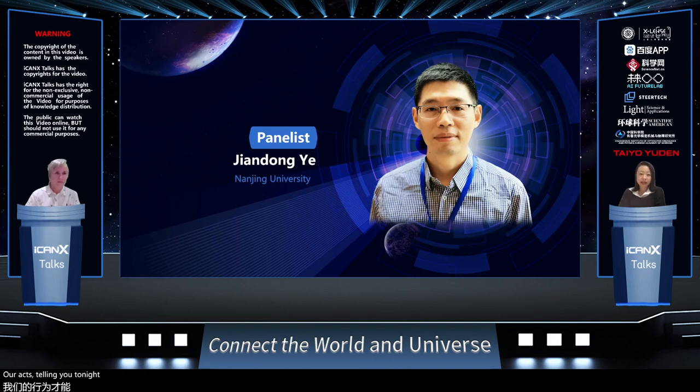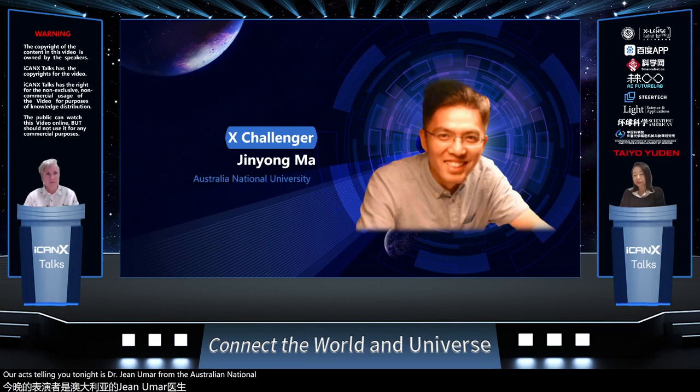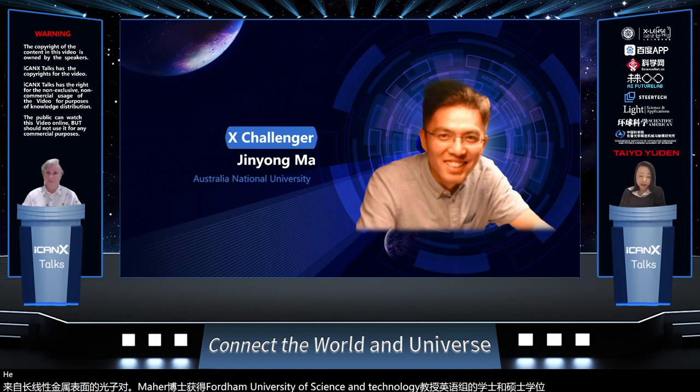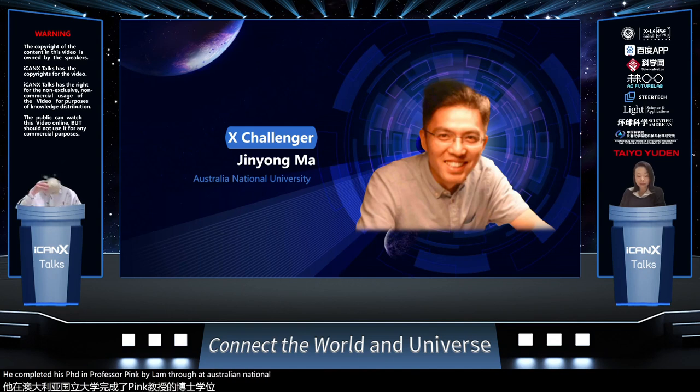Our ex-challenger tonight is Dr. Jingyong Ma from Australian National University. Dr. Jingyong Ma is a research fellow from Professor Andrei Sukhorukov's group at Australian National University and a research program manager at the Australian Research Council Centre of Excellence for Transformative Meta-Optical Systems. He's working on the generation and the detection of entangled photon pairs from nonlinear meta surfaces. Dr. Ma received his bachelor's and master's degree in Professor Ling Wu's group at Huazhong University of Science and Technology. He completed his PhD in Professor Pinghua Lam's group at Australian National University in 2020, and then joined Professor Jack Harris at Yale University as a postdoc associate until 2021, working in the field of quantum optomechanics and optical navigation.